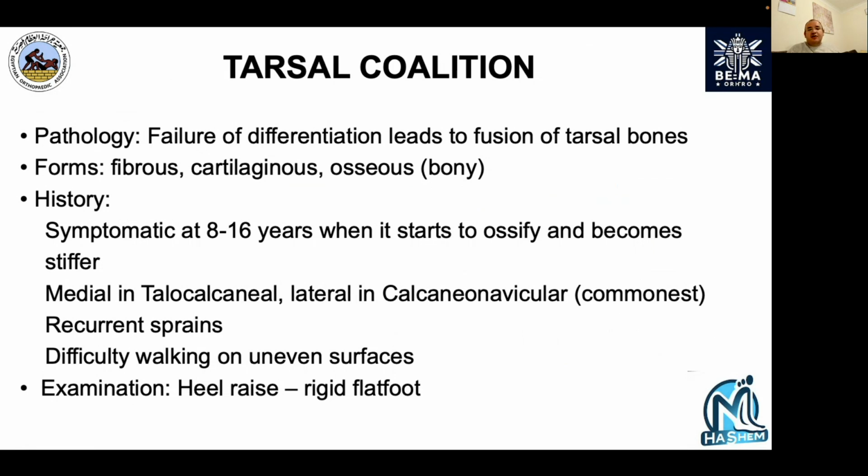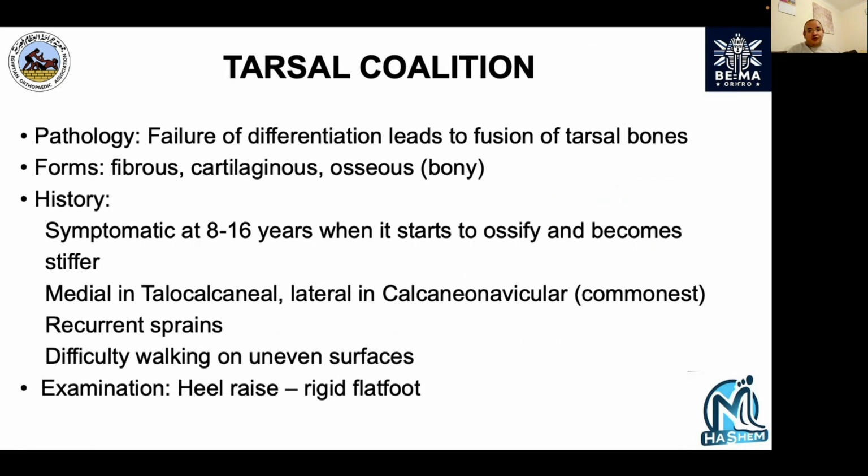Patients will come to you with a complaint of recurrent pain and sprains. It always becomes symptomatic when the normal bones start to grow as normal, and then the ligaments become stiffer. The patient should have movement from a normal joint, but because the joint between the tarsal bones is not normal and the tarsal bones are fused, patients start to be symptomatic with pain or recurrent sprains. Patients are sometimes painful over the side of the coalition, whether bony, fibrous or cartilaginous. Or sometimes, if the coalition is bony, the patient doesn't complain from the side of coalition, but complains from the malalignment of the whole foot.